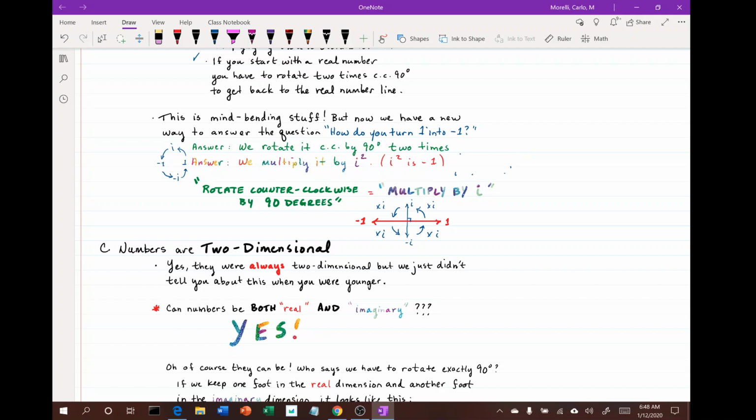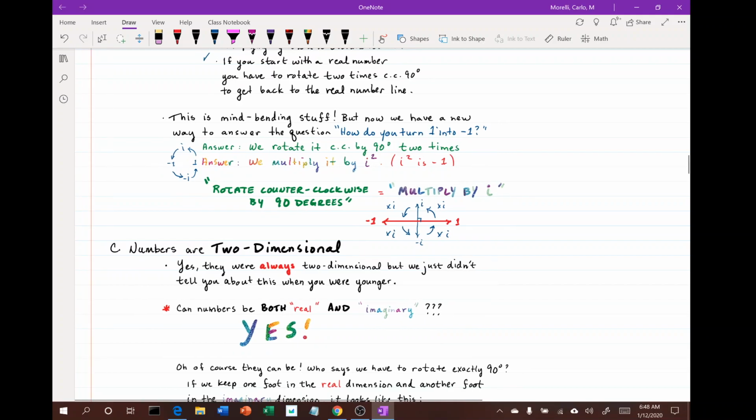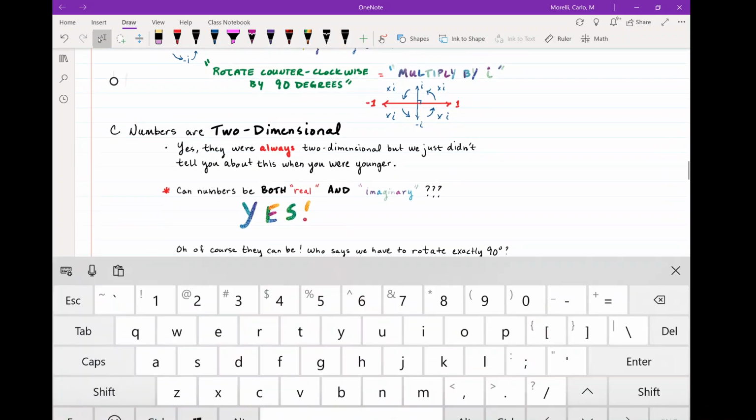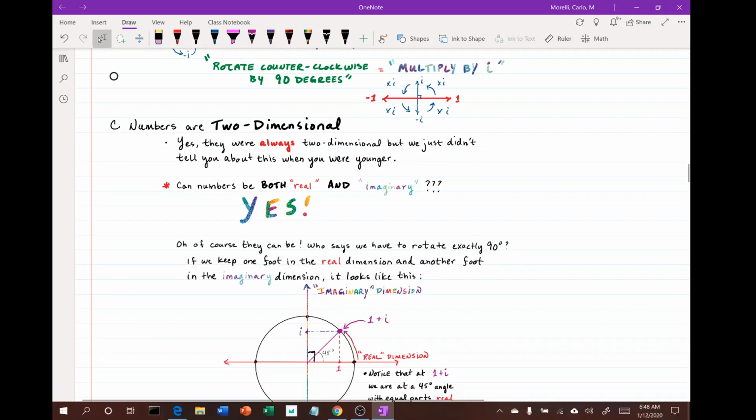I'm just trying to, as we go through this, erase what we write so that this is fresh when I teach the next person. Okay, so now we're on to a new section.